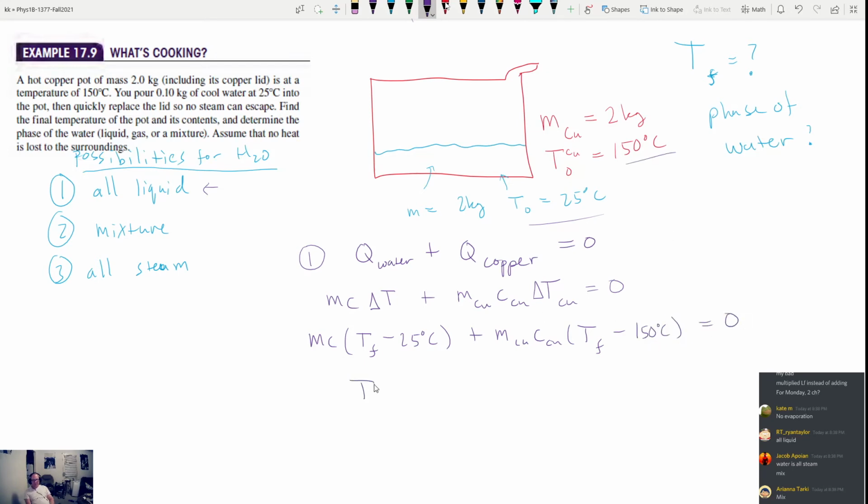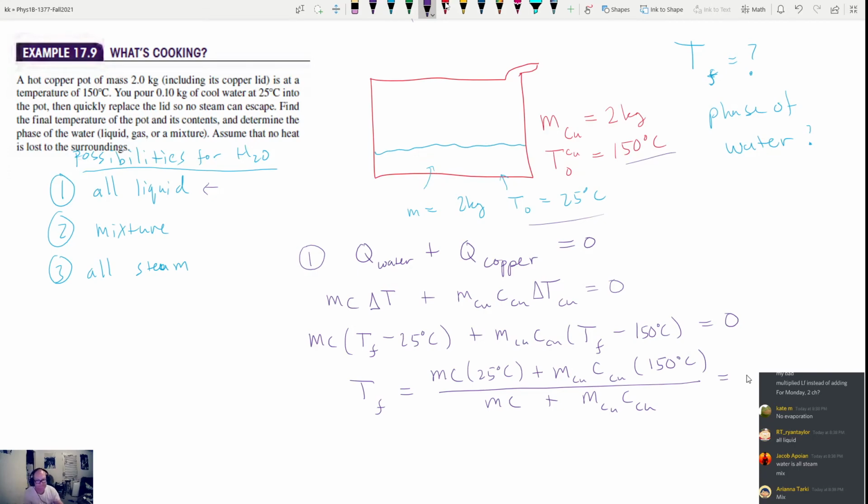And then we would just need to solve for the final temperature. What we would get is final temperature is equal to MC times 25 plus M copper C copper times 150, divided by MC for the water plus M for the copper, C for the copper, and we get an answer. I'm not going to write the numbers in because we're really running short on time. You can all see what the numbers are, right? C for water is 4190. So that times 25 plus mass of the copper is 2 times specific heat of copper.